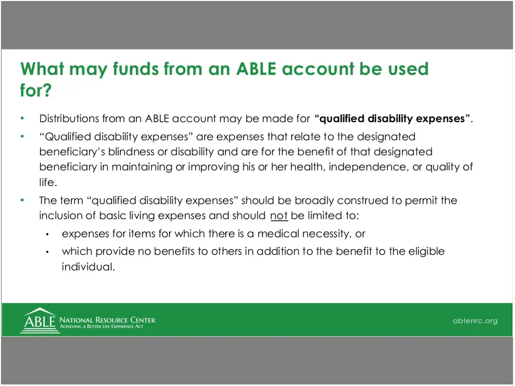Okay, so we understand a little bit about who's eligible to open up the accounts. Now, what exactly can the funds be used for? Well, distributions from an ABLE account can be used for what's called qualified disability expenses. But what exactly are qualified disability expenses? These are expenses that relate to the designated beneficiary's blindness or disability and are for the benefit of that designated beneficiary in maintaining or improving his or her health, independence, or quality of life.